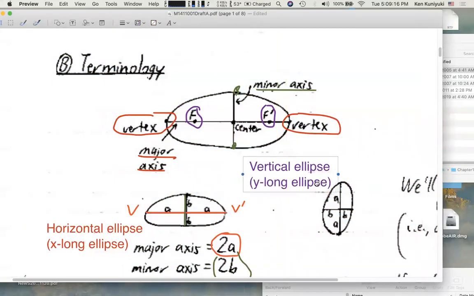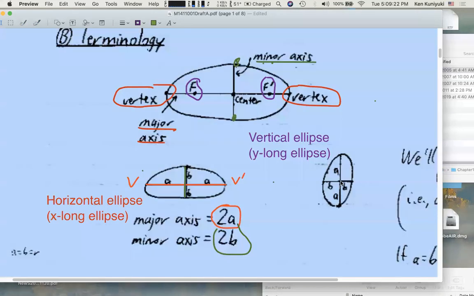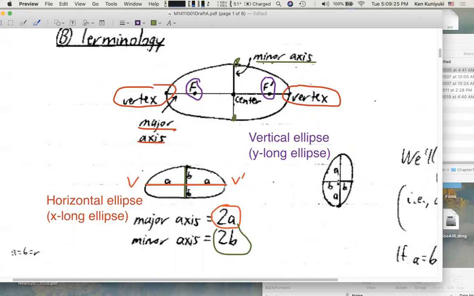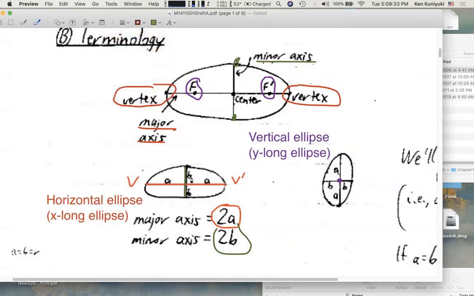Okay, now for a vertical ellipse, the center is over here, all right? Center's over here. Major axis is vertical. So, you know, for a horizontal ellipse, the major axis is horizontal. For a vertical ellipse, the major axis is vertical. The vertices are at the endpoints of the major axis. Let's say V here and V prime over here, or vice versa. The foci, by the way, would lie on the major axis, in red here and in red here.